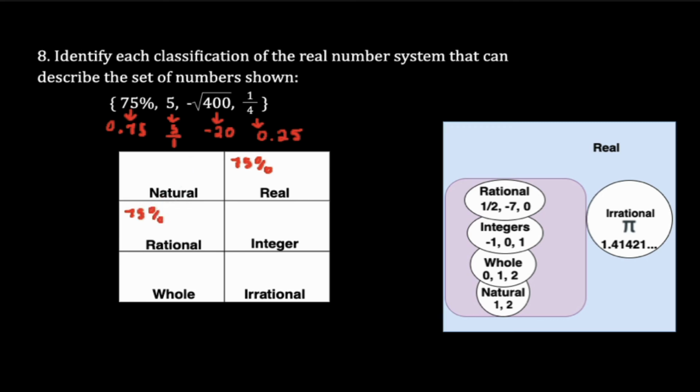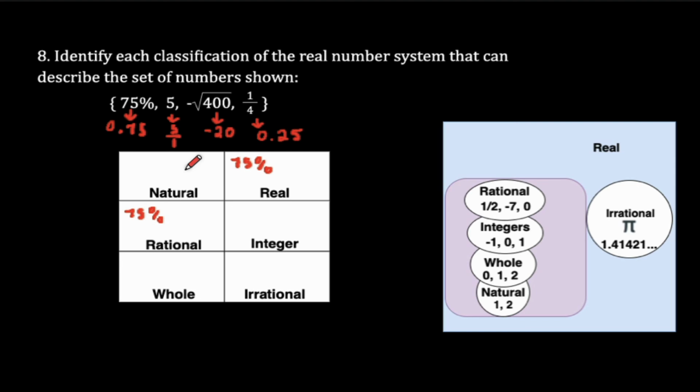Okay, and what about an integer? Well, remember, integers do not contain decimals, so we'll leave this blank. Is it a whole number? No, we'll leave that blank because remember, whole numbers do not contain decimals. And then, is it an irrational number? Well, no, because it terminates, okay? So let's move on to the number 5.